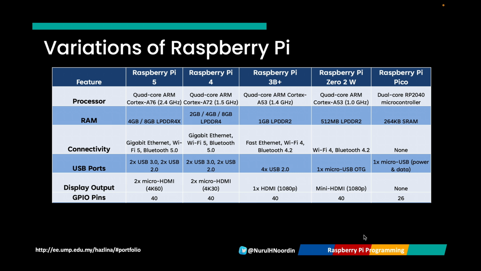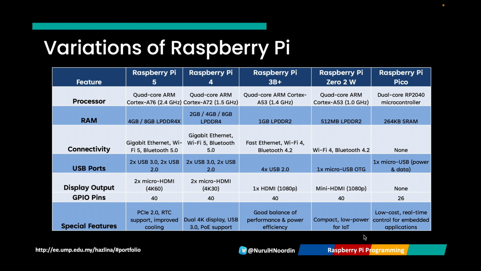Finally, let's have a look into its GPIO capabilities. This GPIO allows Raspberry Pi boards to interface with sensors, motors, and other hardware devices. The Raspberry Pi 4, 3B Plus, and Zero all have 40 GPIO pins, making them versatile for electronics projects. The Raspberry Pi Pico also has 26 GPIO pins, but is designed specifically for microcontroller-based projects, offering additional flexibility for embedded systems.